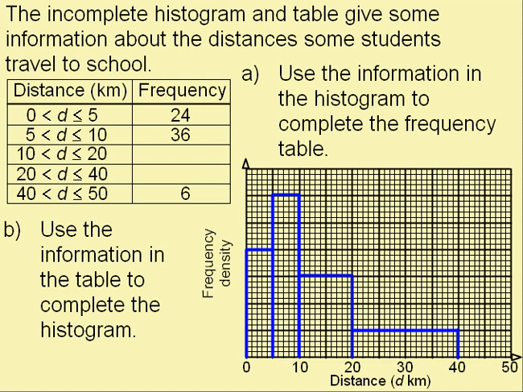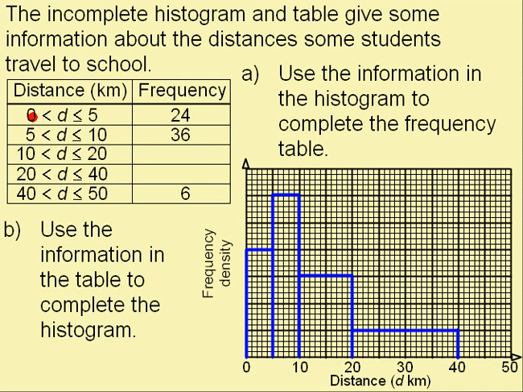This is a slightly different type of exam-style question, where I've got to use part of my histogram to complete my table, and part of my table to complete the histogram. So, starting with part A, it says use the information in the histogram to complete the frequency table. I've got two missing numbers here, and I can see that they correspond to these two bars. But I don't know the frequency density of these two bars because there's no scale here. So I need to work that out, and I do that using one of the bars that I've got the information in the table for.